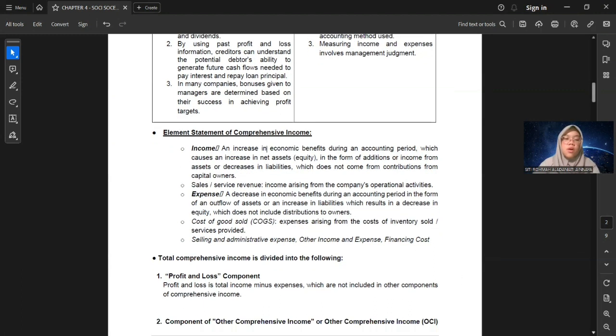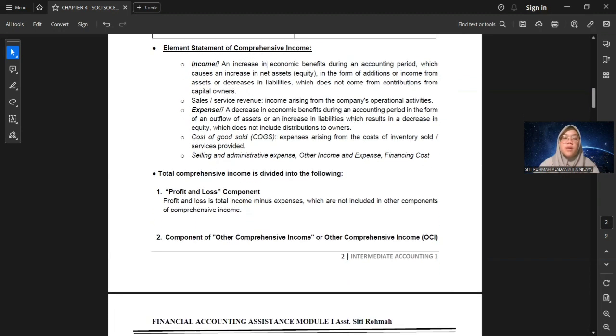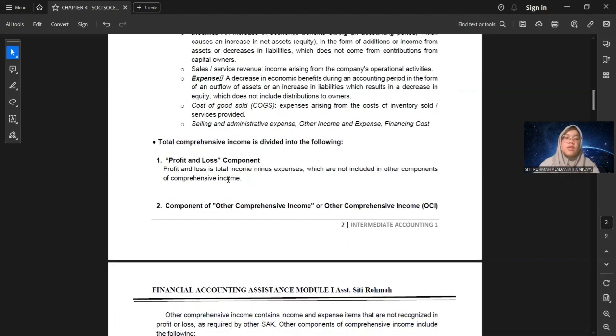Okay, total comprehensive income is divided into the following: profit and loss component. Profit and loss is the total income minus expenses, which are not included in other components of comprehensive income. And then component of other comprehensive income.